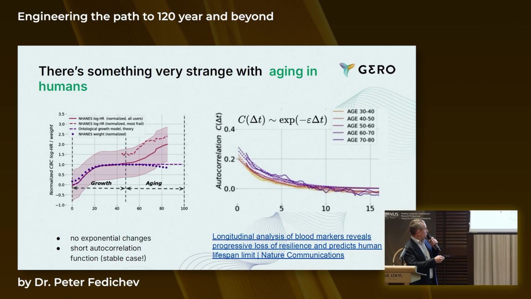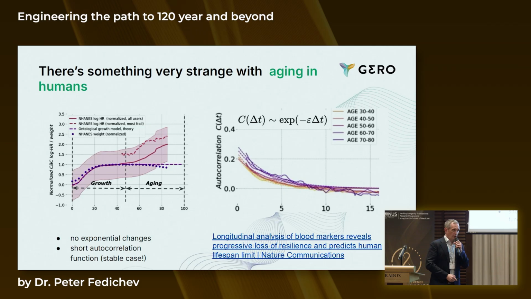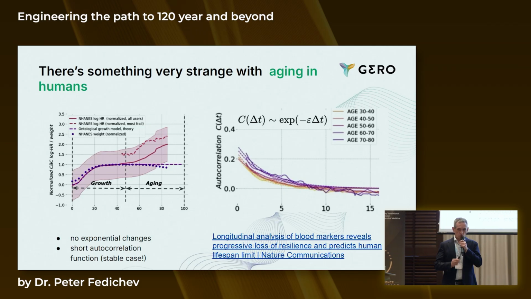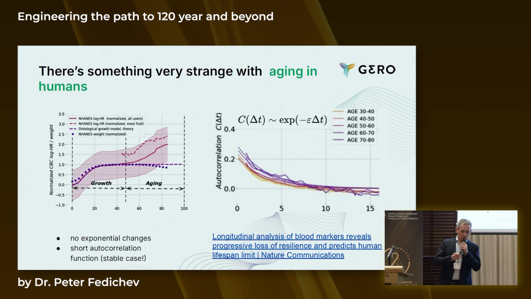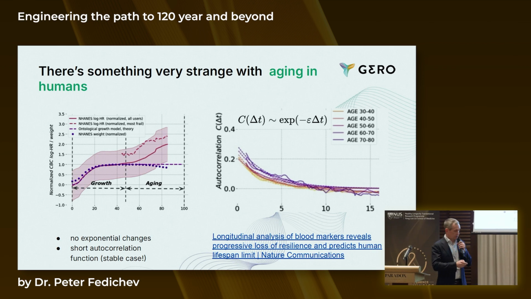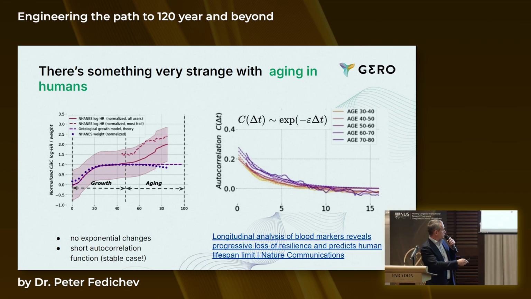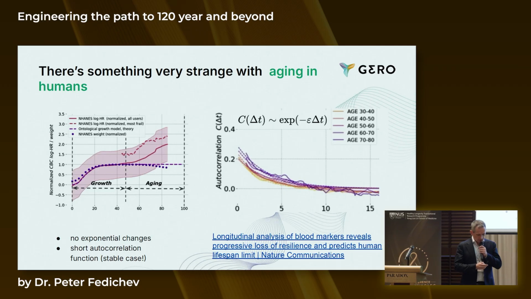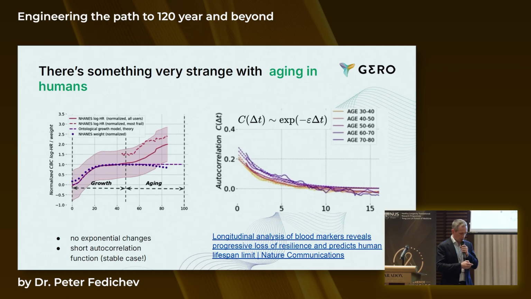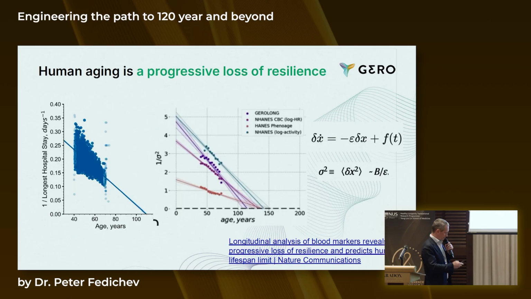Now, the most interesting thing is that if you try to measure the autocorrelation function of physiological parameters in humans as a function of time difference, you would find that the autocorrelation function disappears in a few weeks. Remember, in mice, the short-lived species, the autocorrelation function was constant over 14 weeks, 24 weeks. In humans, the autocorrelation function decays in a few weeks. That technically means that humans are dynamically stable animals, very much different from mice.